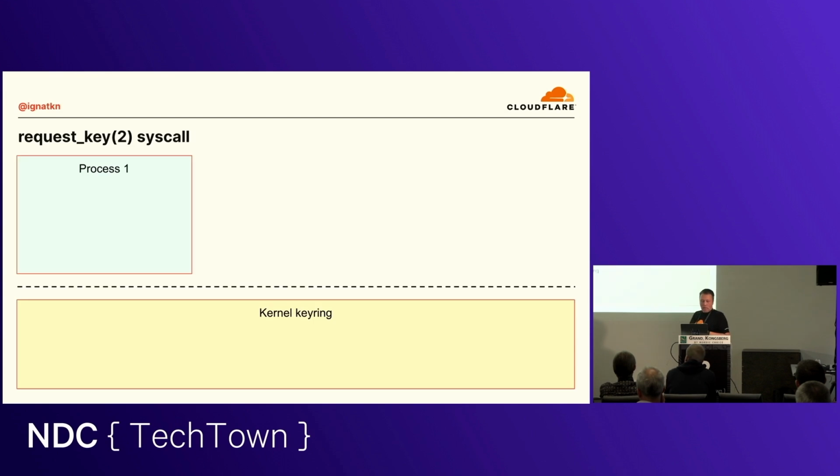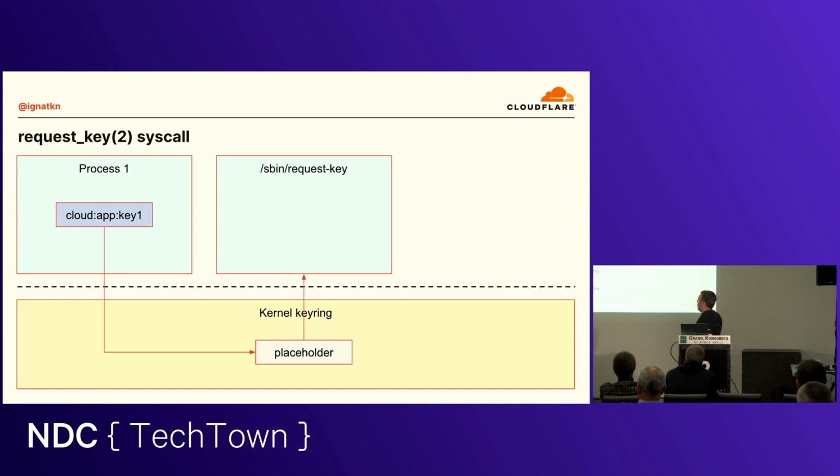So how does it work? Instead of adding the key directly, if a process needs a key, it just calls a system call: hey, kernel, give me the key, and provides its ID. So let's say it's kind of cloud app key 1. Once the kernel receives this request, it creates a key object, an empty key object, like a placeholder. Then it calls out to a dedicated user space program, which is usually request-key.